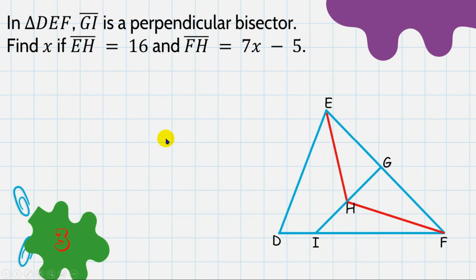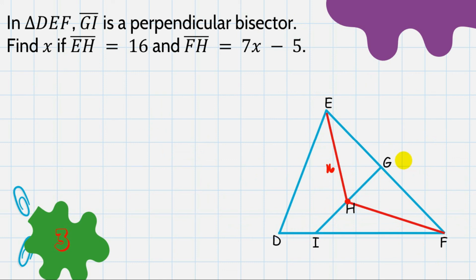Next, number 3. So, again, triangle DEF and line segment GI is a perpendicular bisector of this triangle. Find x if line segment EH. So, alin ba yon? So, this one. 16 daw po ang measurement niyan. 16. At ang common point nila ay itong H. Ang H ay nasa perpendicular bisector.